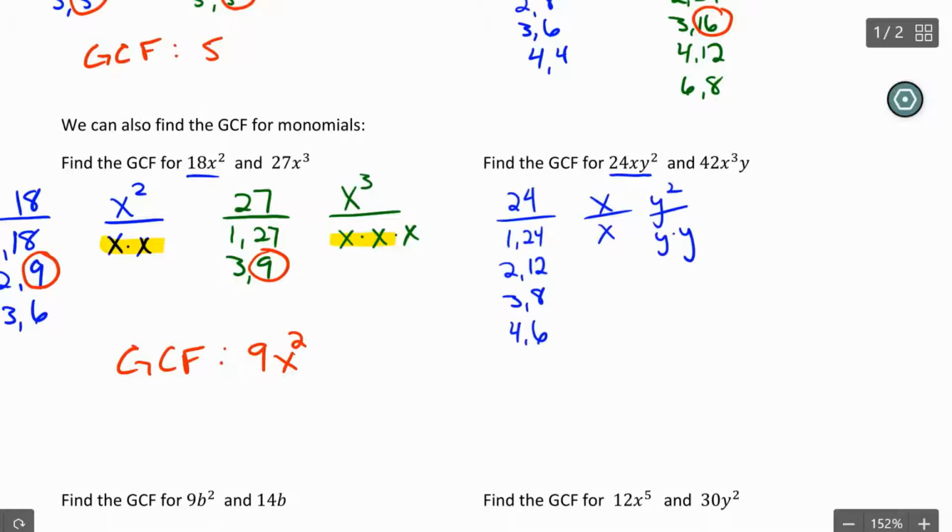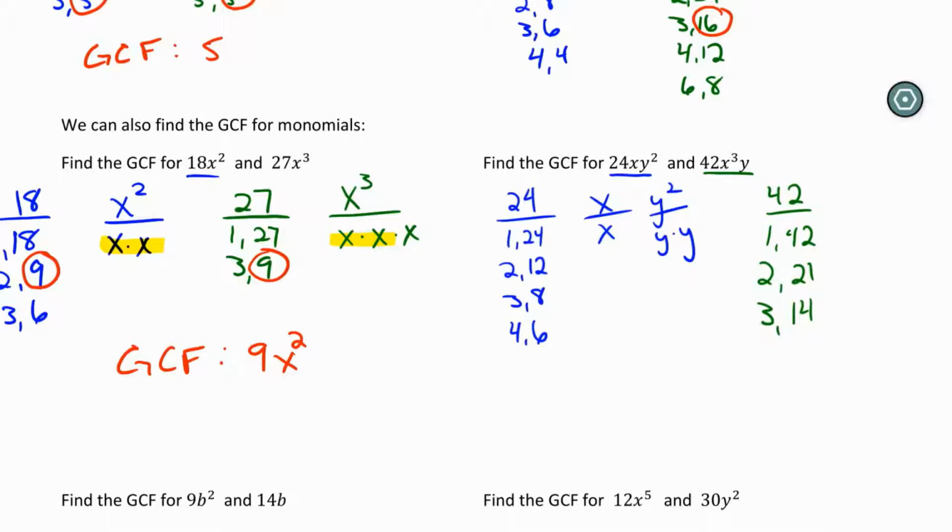Let's take a look at that second monomial term there. So now I've got 42. Well, 42 has 1 and 42. It's even, so I know it's going to have 2. That's going to be 2 and 21. Then it's going to be 3 and 14.